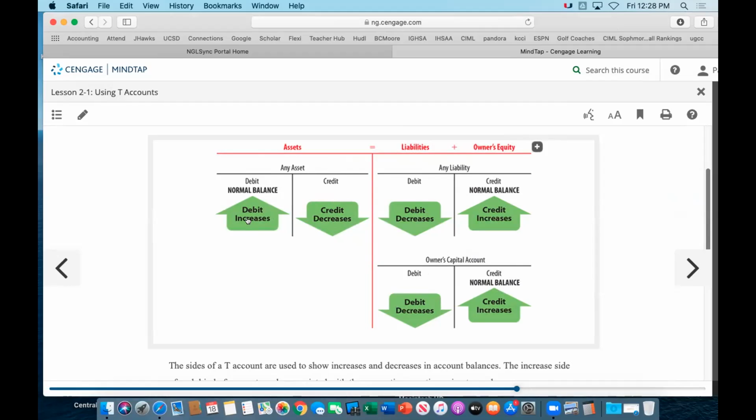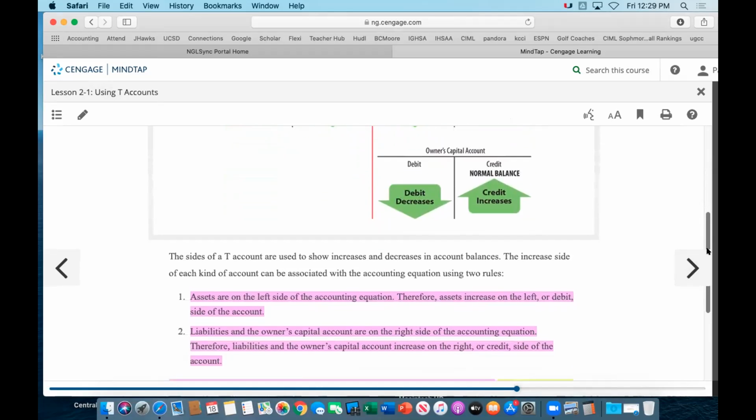There's going to be things on one side that increase and one side that decrease, like I showed you on the board. Assets are on the left side of the accounting equation. They increase on the left side of their T account. Liabilities are accounts payable. They're on the right side of the accounting equation, right? So they increase on the right side. Owner's capital account is on the right side. Capital is like equity. That's part of the equity family, right? So capital increases on the right side, decreases on the left. Okay, so that's what they're talking about.